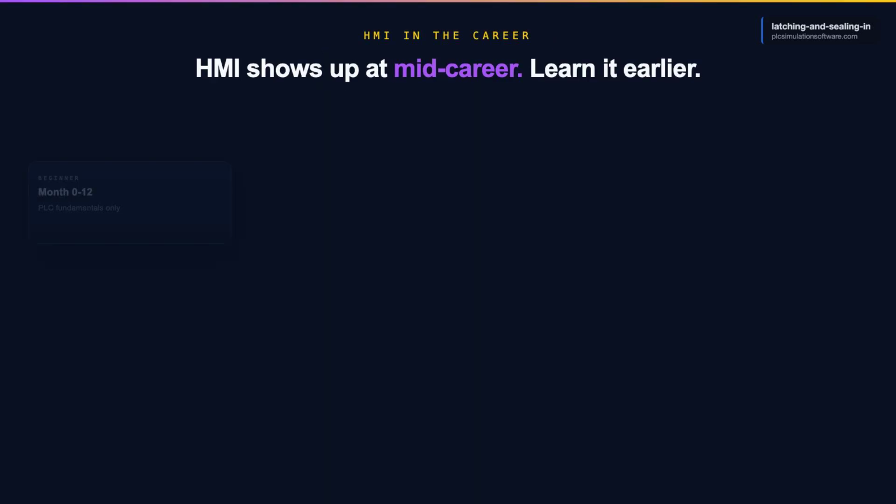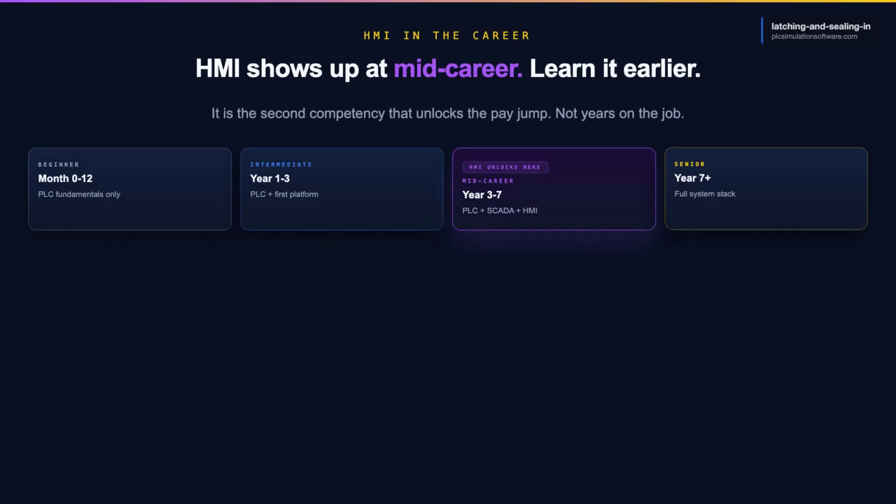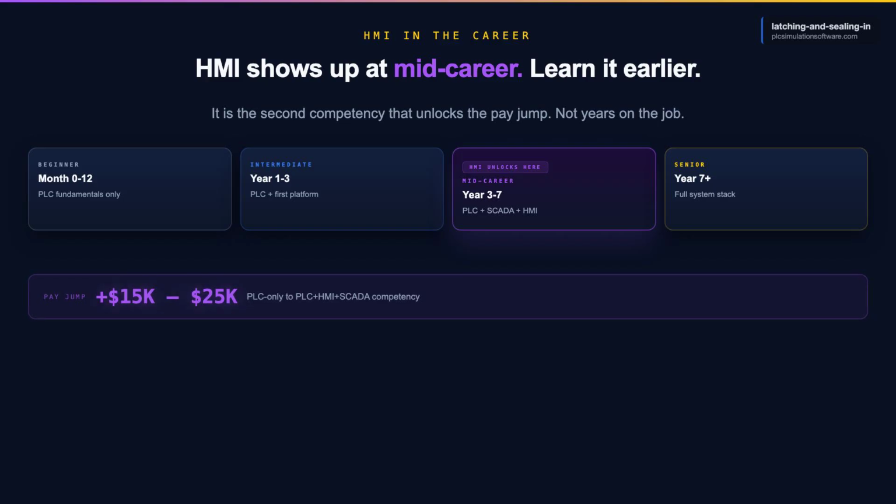HMI programming sits in the mid-career tier of the PLC Programmer roadmap. Year 3 to 7 for most engineers. Picking it up earlier is one of the largest near-term salary lifts available to a junior controls programmer. A candidate who can write ladder and design ISA-compliant HMI screens is significantly more valuable than one who can only write ladder. The cheapest first HMI to learn is Ignition.